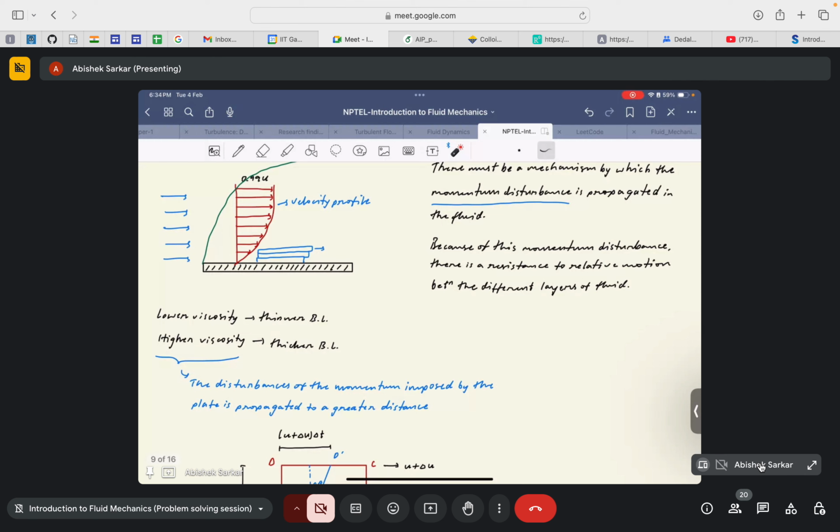So lower viscosity fluid will generate a thinner boundary layer, and a higher viscosity fluid will generate a thicker boundary layer. I will leave it as an exercise for you students to support this statement, like why I am saying this and how I can say this. That is discussed in the lectures, so I will not take it right away, but it's an important observation that you can make.